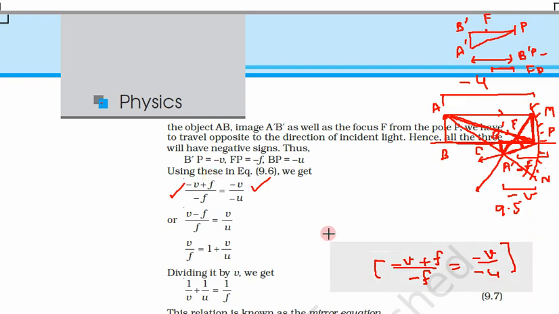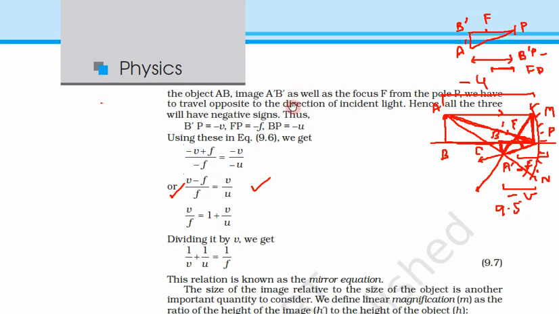Now let us do some algebra with this equation and see what happens. First we applied the trigonometry, and then let us do some mathematical algebra. First of all, let us take the minus common. So the minus is gone everywhere. Now our equation is v minus f upon f is equal to v upon u. So now we can do two things. Either we can solve as shown in this book.